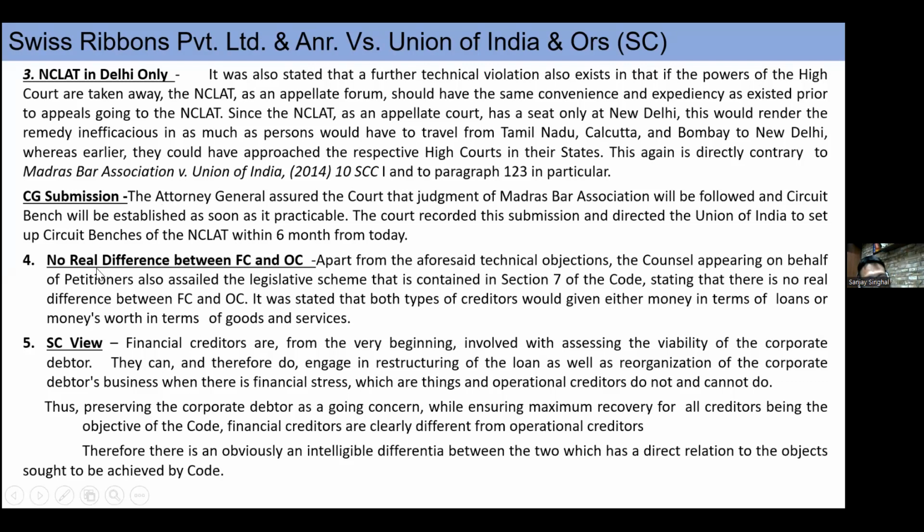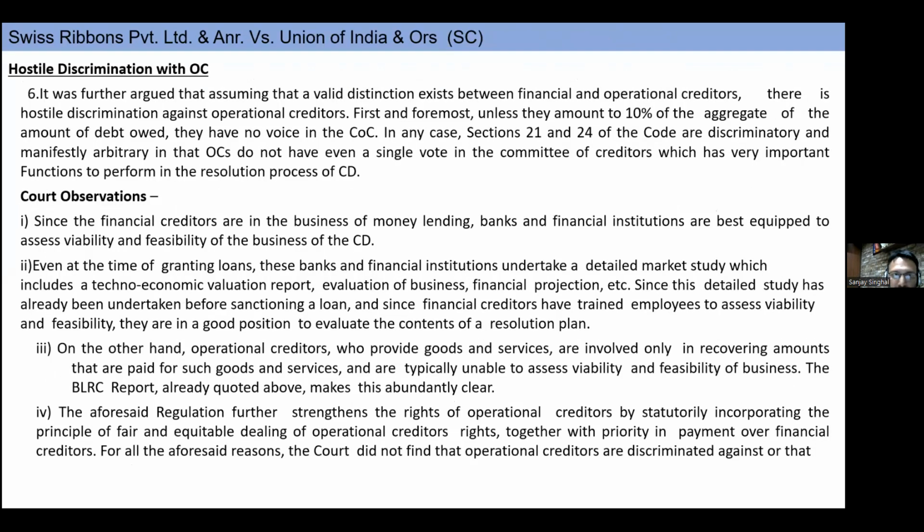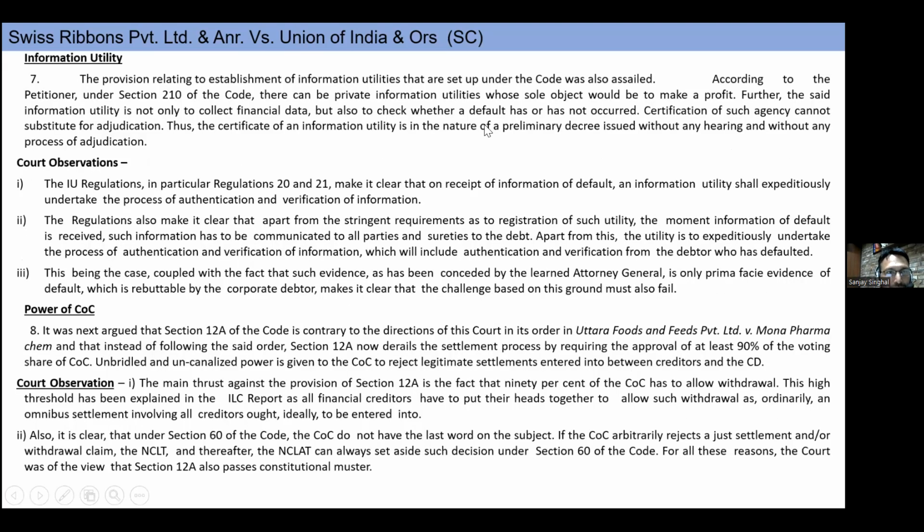There was an argument that there is no real difference between the FC and OC, because FC has also given money and OC has also supplied goods or provided services to the corporate debtor. So they are also equivalent to money. They also made a point that this IBC has hostile discrimination against the OC, as they are not part of the COC, and they can be part of the COC only when the amount of debt is 10% of the aggregate amount of debt.